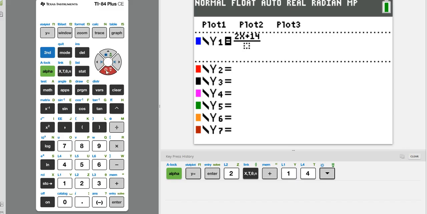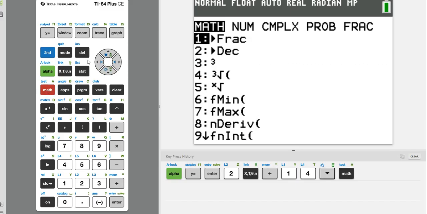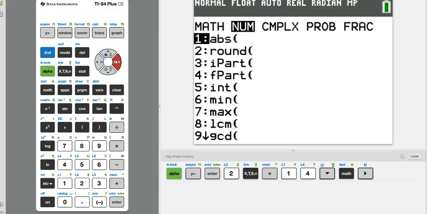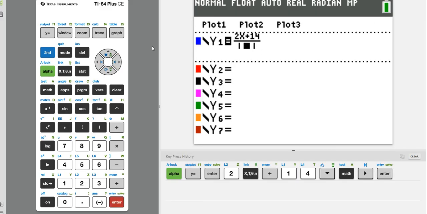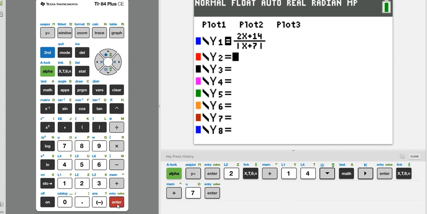Cursor down to the denominator. Hit the math key. This time go over to numbers. And the first thing you'll see there is the absolute value. Now when you press it on the TI-84, it's actually going to give you that absolute value symbol. So the absolute value of x plus 7. And they're asking us for the limit as x approaches negative 7.